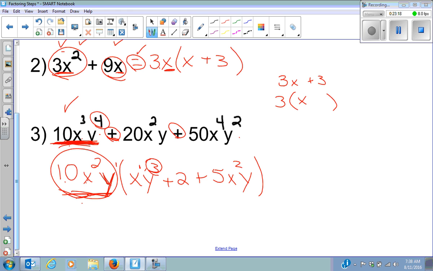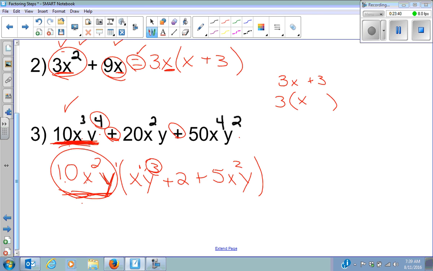Now here's the problem, right? A lot of people are going to go, well, there's the 3. You're not missing anything, so they just leave it like that. Well, what is 3 times x? Is 3x equivalent to 3x plus 3? No. So that's how I know I'm missing something. Because this right here is not equivalent back up to the top. If I distribute that 3 back, I'm missing something.